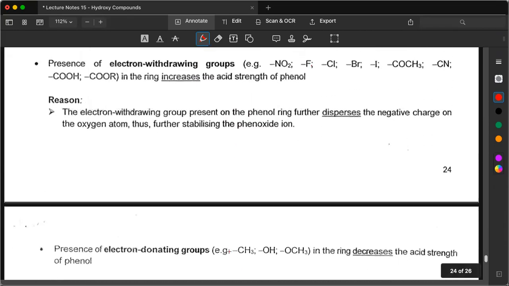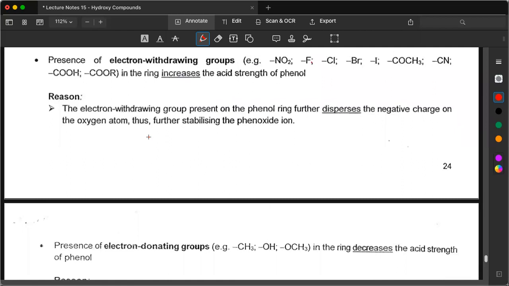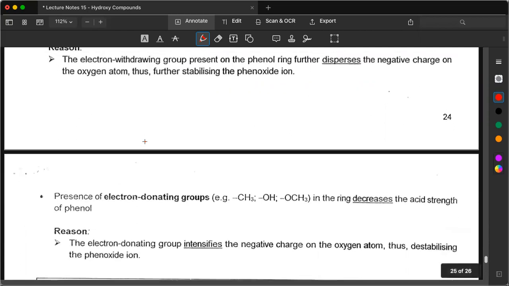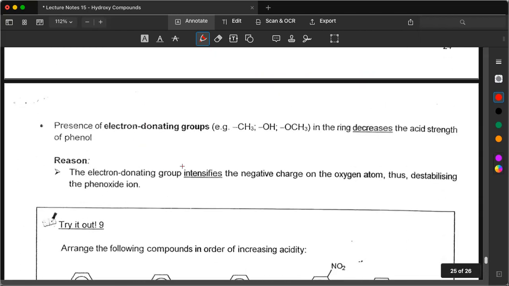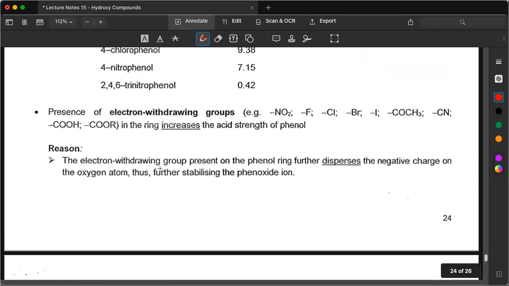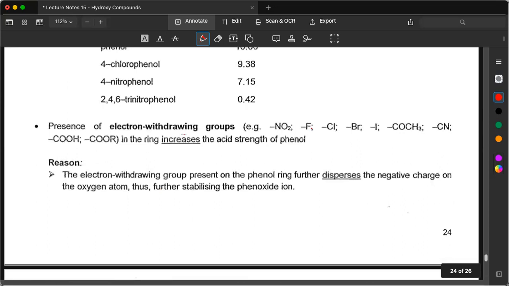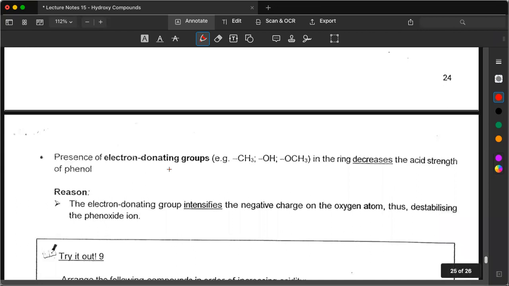If you have electron donating groups in the ring, it will decrease the acid strength of phenol. The electron donating group will intensify the negative charge on the oxygen atom. Thus, it will destabilize the phenoxide ion, make it more prone to reaction. So electron withdrawing groups increase the acid strength. Electron donating groups decrease the acid strength.